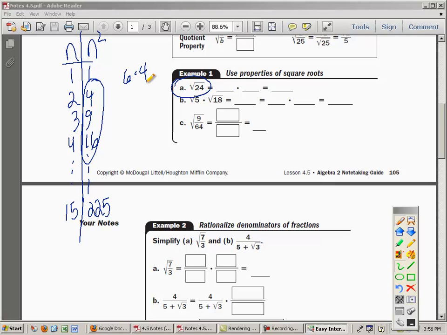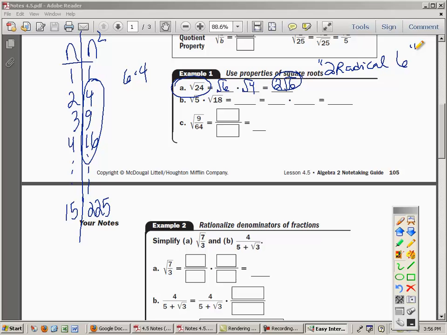Well, that means I can write this as the square root of 6 times the square root of 4. Now, the square root of 6 doesn't simplify, so I'm going to leave that as the square root of 6. But the square root of 4 does. Square root of 4 is 2. And so the square root of 24 can be simplified as 2 radical 6. All right, so as far as notation goes, when we read this, instead of saying 2 times the square root of 6, we simply say 2 radical 6.